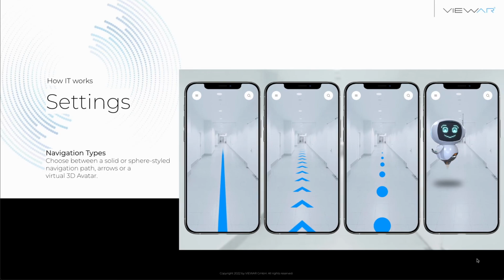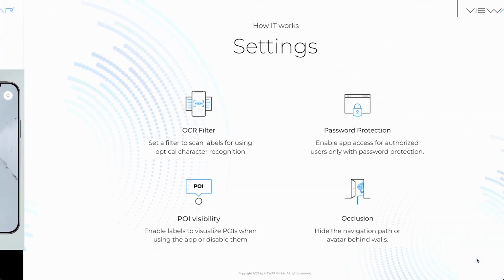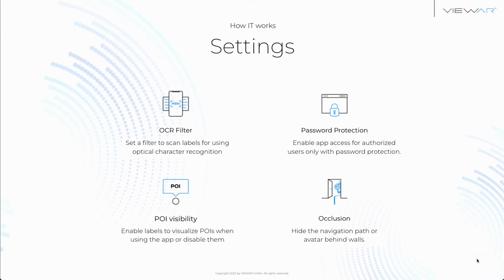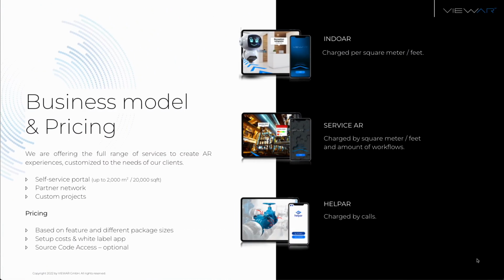In terms of settings, you can choose between different navigation types, as in a solid line, a dotted line, arrows, and the virtual avatar. We also have a few more settings, as in defining the OCR filter, activating password protection, setting POI visibilities, and occlusion settings. To briefly address the topic of business model and pricing, we're charging INDOAR per square feet.